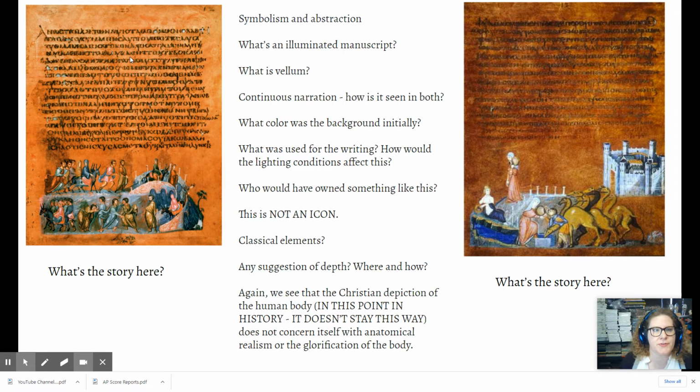Remember, these are biblical stories. So this is supposed to be a spiritual experience, right? You need to know what vellum is, because we're not printing on paper yet. And obviously we're not printing even, because all of this is handwritten and drawn. We don't have a printing press yet.